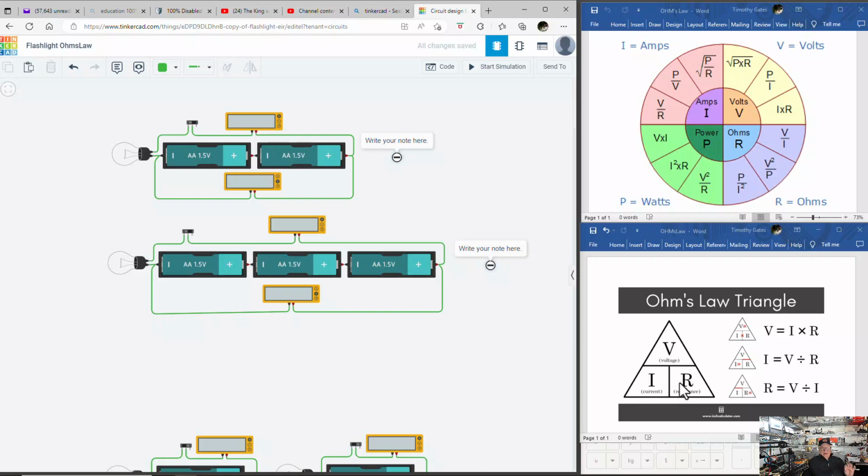And if you have this triangle memorized, then notice that voltage equals I times R. They're next to each other. See? Voltage equals I times R. I, the current, equals the voltage divided by the resistance. We showed you this in a previous episode where the pressure and the resistance, as far as current flow goes, is directly proportional to the voltage. More pressure, more current. But it's inversely proportional to the resistance. So if the resistance goes up, the current goes down.